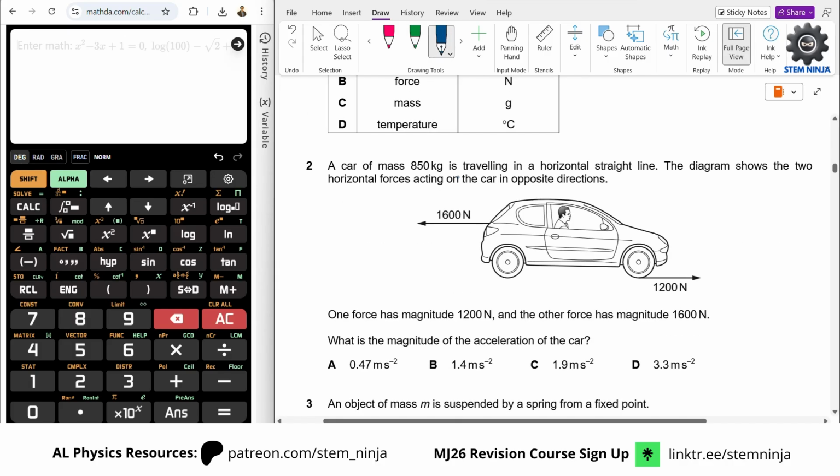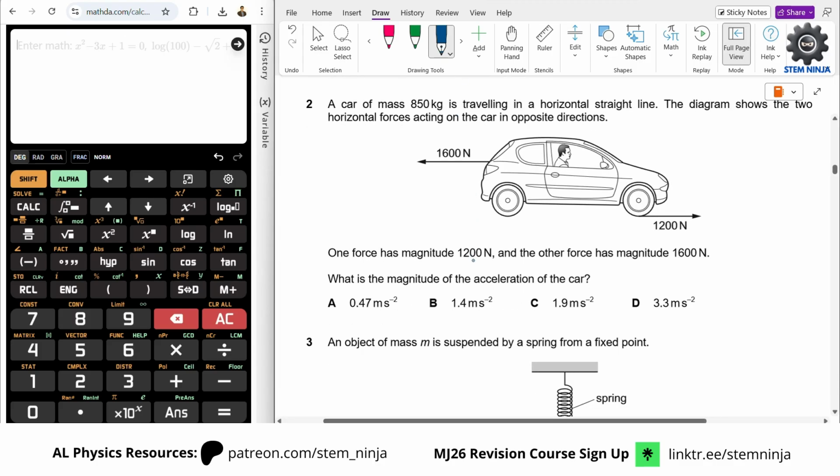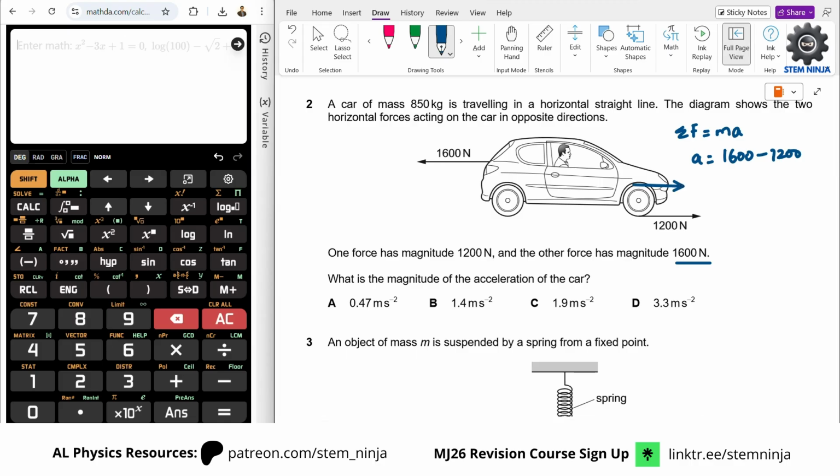A car of mass 850 kg is traveling in a horizontal straight line. The diagram shows the two horizontal forces acting on the car in opposite directions. One force has a magnitude of 1200 Newton. The other force has 1600 Newton. What is the magnitude of the acceleration of the car? So basically we would employ Newton's second law. So acceleration would be the sum of forces. This would be 1600 minus 1200. Obviously, this is going to be the applied force of the engine, but this would simply mean that we are getting a deceleration instead.